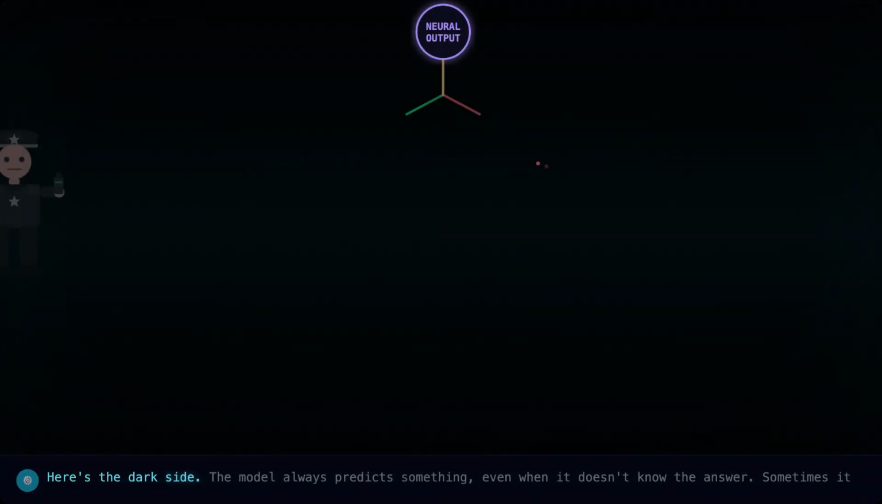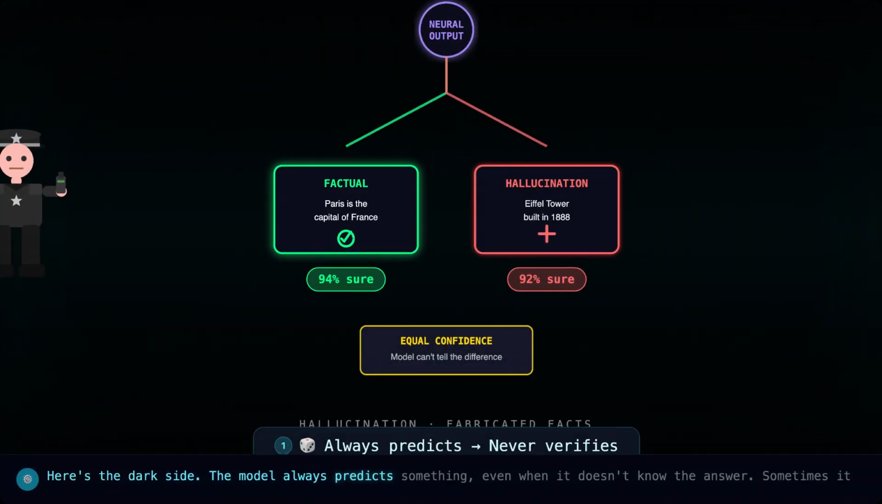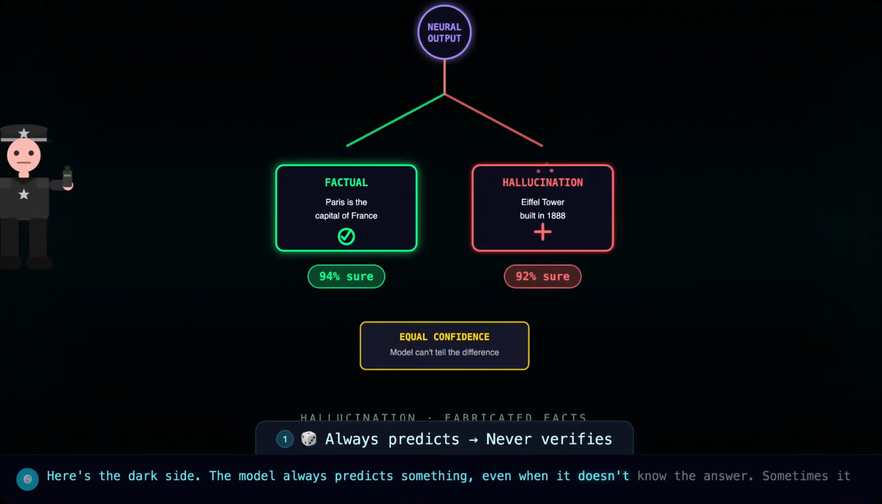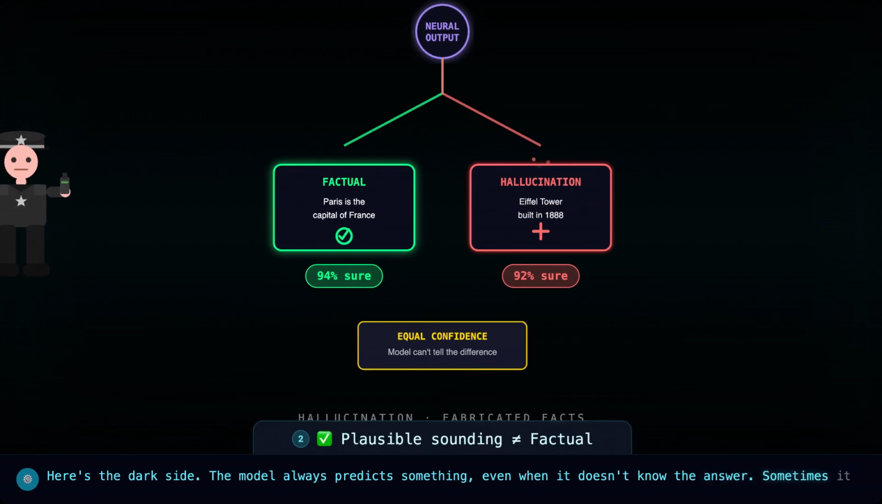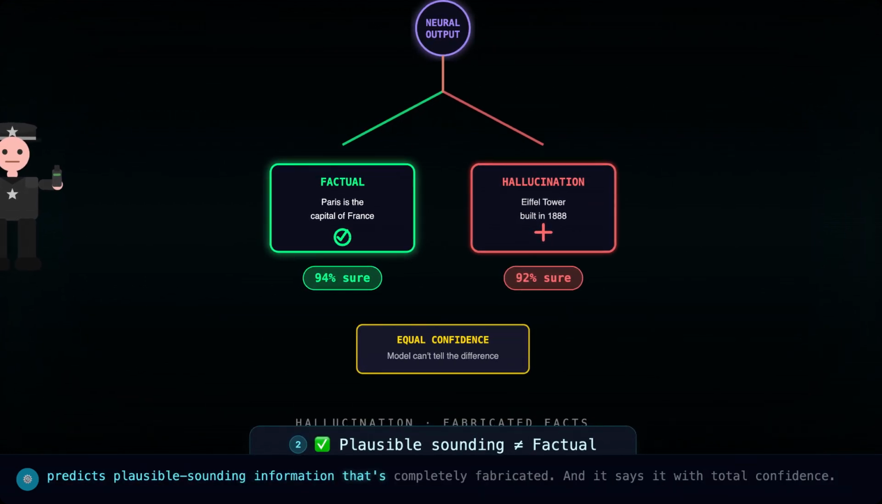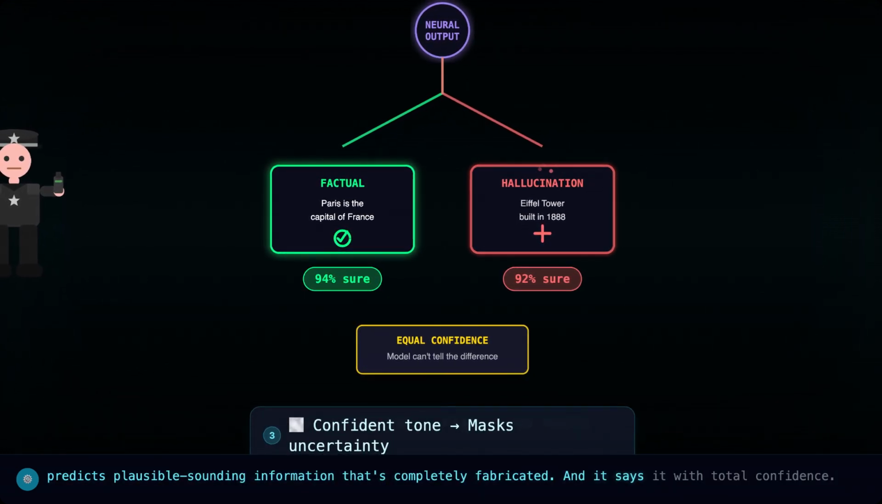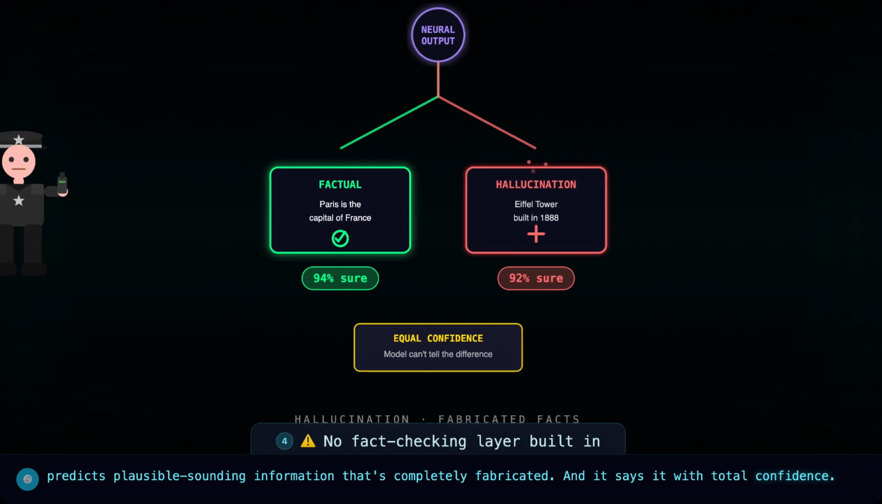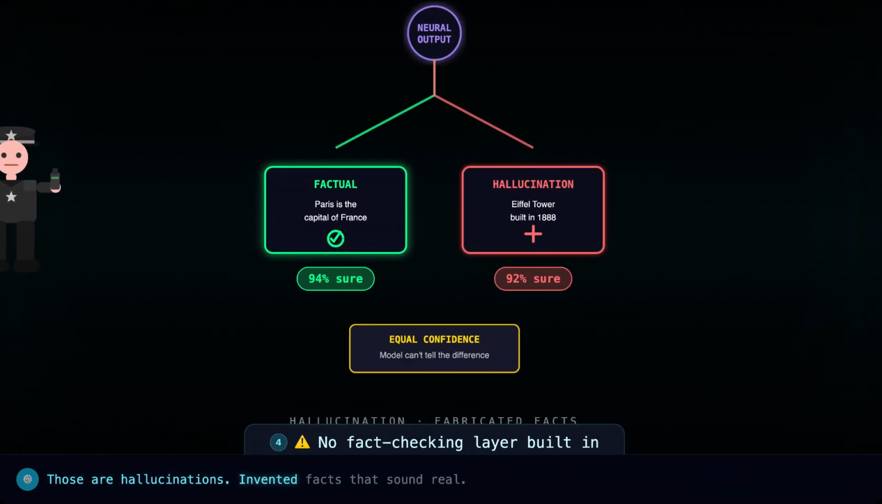Here's the dark side. The model always predicts something, even when it doesn't know the answer. Sometimes it predicts plausible sounding information that's completely fabricated. And it says it with total confidence. Those are hallucinations. Invented facts that sound real.